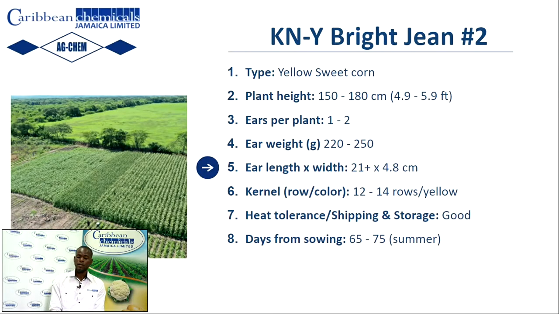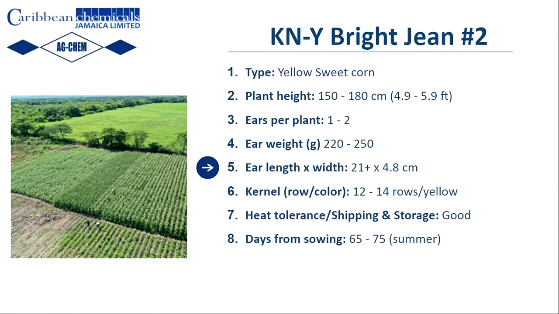All right. So there I go. I've mentioned some of the problems and some of the solutions that you can use, and what we try to do, because we're offering a production guide, is also offer a variety that you can try. And we have our Bright Gene number 2. And this is a nice sweet corn, right? With an average of about 1 to 2 ears per plant.